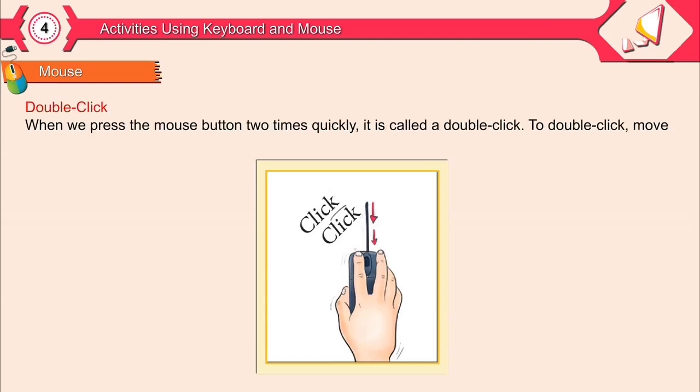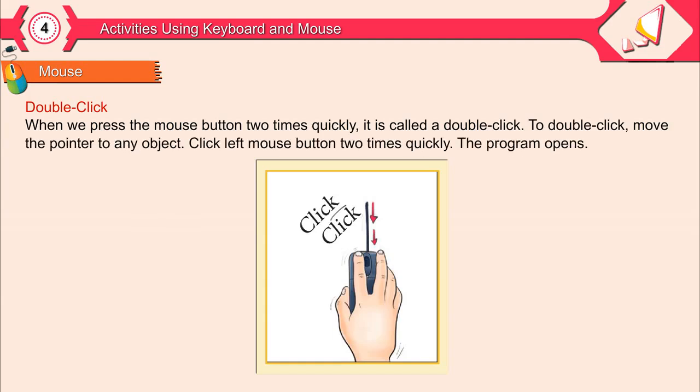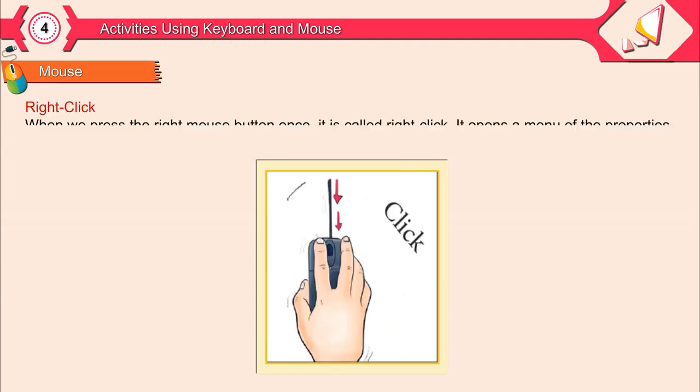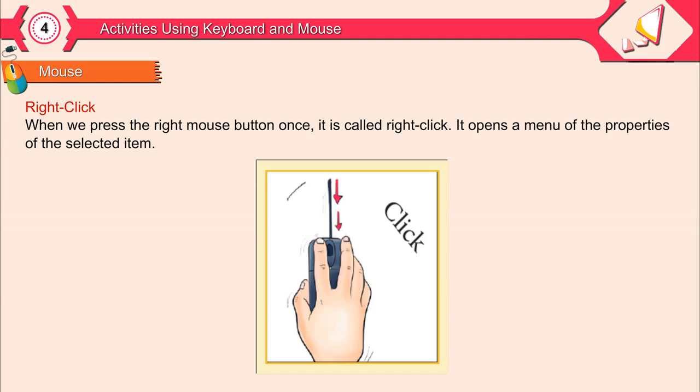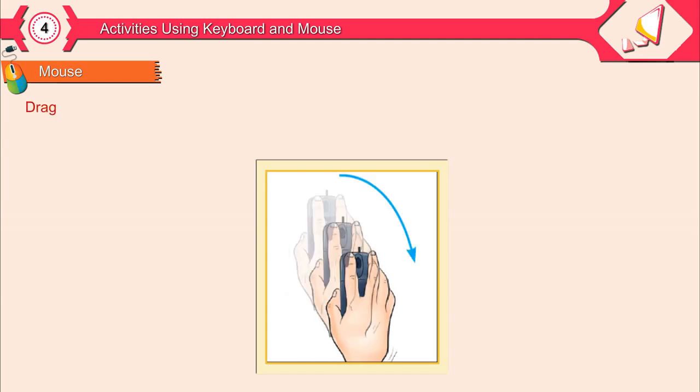Double click. When we press the mouse button 2 times quickly, it is called a double click. To double click, move the pointer to any object. Click the left mouse button 2 times quickly. The program opens. Right click. When we press the right mouse button once, it is called right click. It opens a menu of the properties of the selected item.